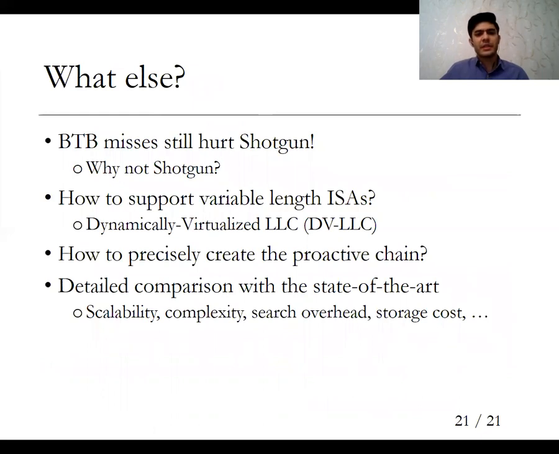There are some other details that are not covered in this presentation, such as why Shotgun cannot work effectively for large workloads and how we have extended our work to support variable length instruction set architectures. Moreover, we have explained the detailed implementation of the proactive sequential and discontinuity prefetching algorithm, and we have provided a detailed comparison of our proposal with Shotgun and Confluence. I would like to invite you to read our paper if you are interested in such details.